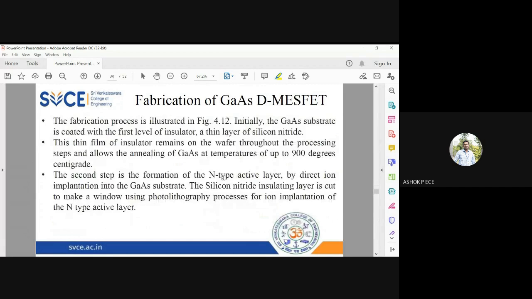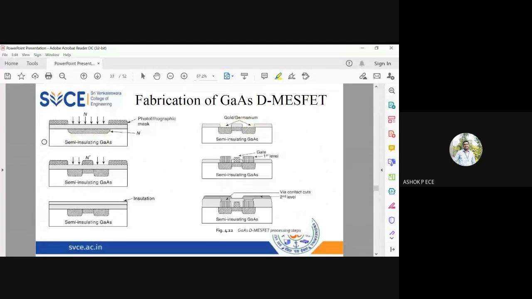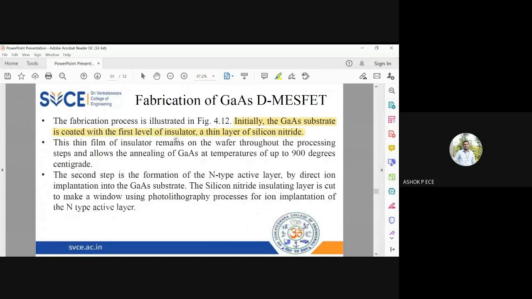So initially, the gallium arsenide substrate is coated with the first level of insulator, a thin layer of silicon nitride. So you see here, gallium arsenide is coated with a thin layer of silicon nitride, which is going to be an insulator. This thin film of insulator remains on the wafer throughout the processing steps and allows the annealing of temperatures up to 900 degrees. Why I am coating this silicon nitride insulator is this insulator will prevent any damage to gallium arsenide when I am going to heat the device at 900 degrees centigrade. That is the reason why I am going to have the insulating layer first.